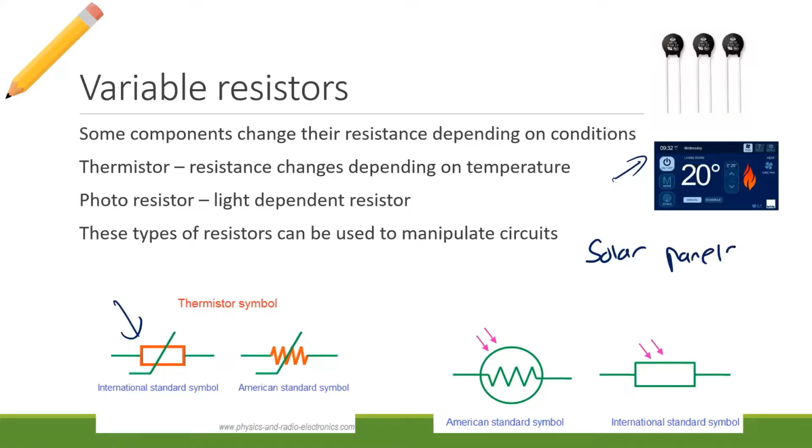if we want to try and track where the sun is. Oh look, the light's coming from this direction, so let's change the angle of the solar panel. What's another device that would use a light-dependent resistor? What's another device where we need to measure the light of something?